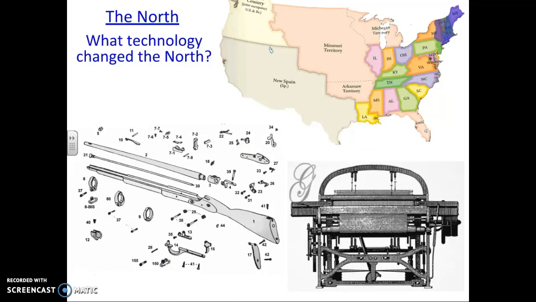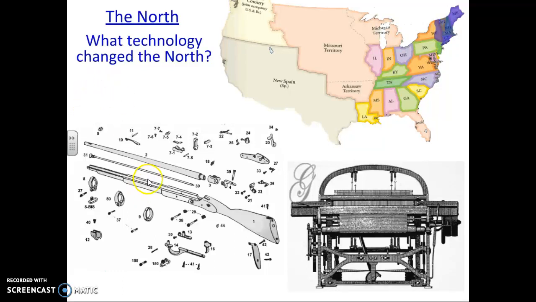All right, the next section we're going to take a look at is the North, and the technology that is going to rapidly change the North. We talked about the South with the cotton gin. Interchangeable parts are going to be vital for the northern economy, because the northern economy is going to be based around industry and factories. If you are a factory owner or an industry worker, it becomes easier to make products with interchangeable parts.